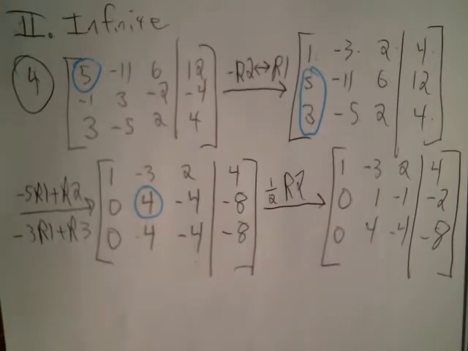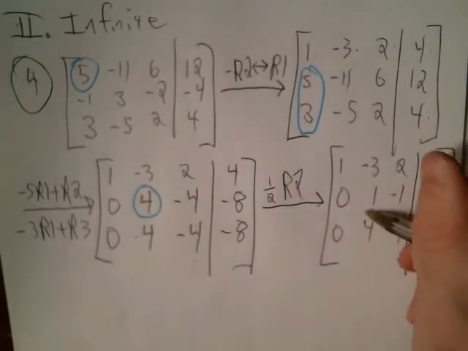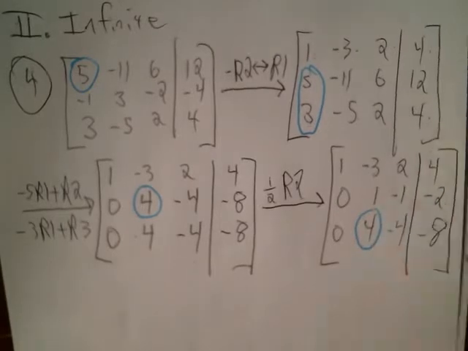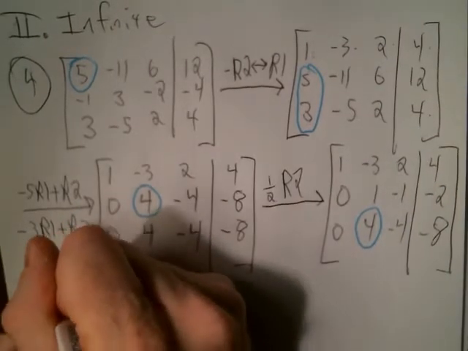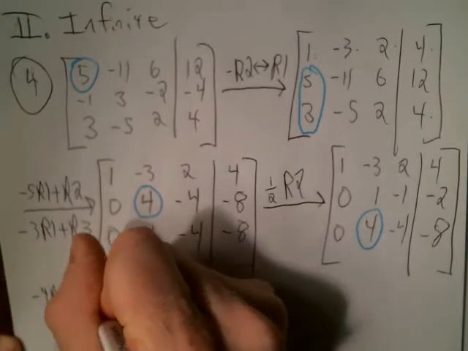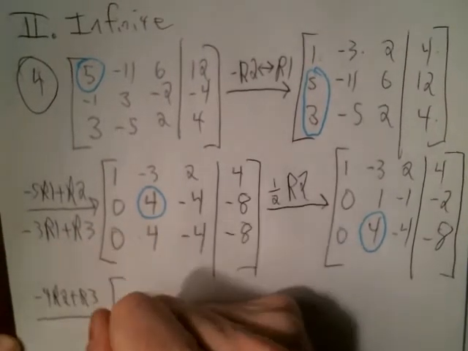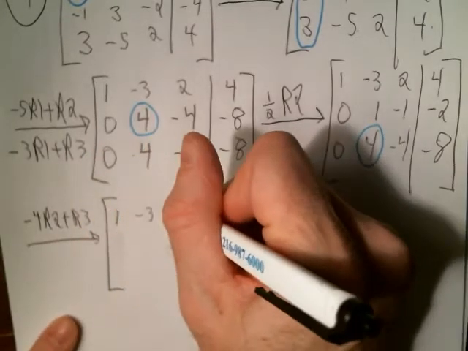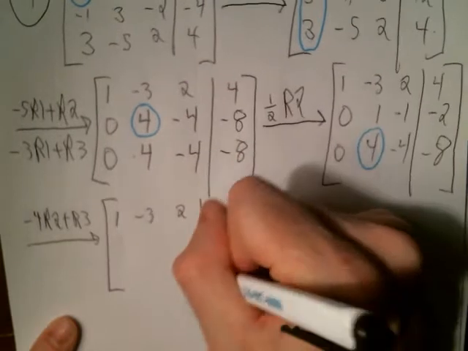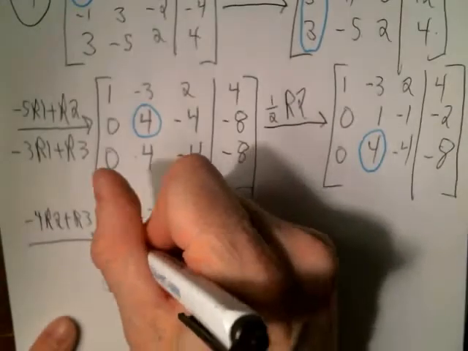Okay, and then I need to get a 0 in this position. So I'll multiply row 2 by -4 and add it to row 3. Okay, so row 1 stays the same. Row 2 stays the same.